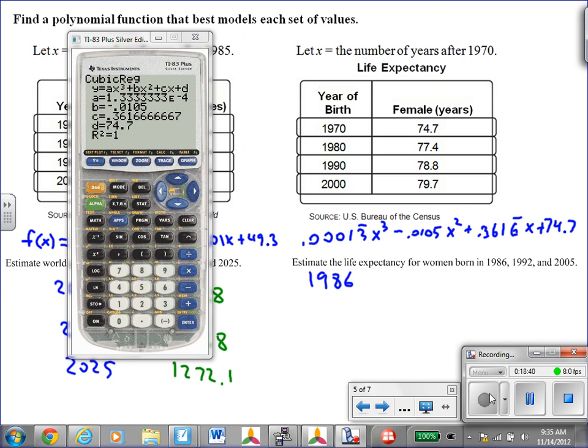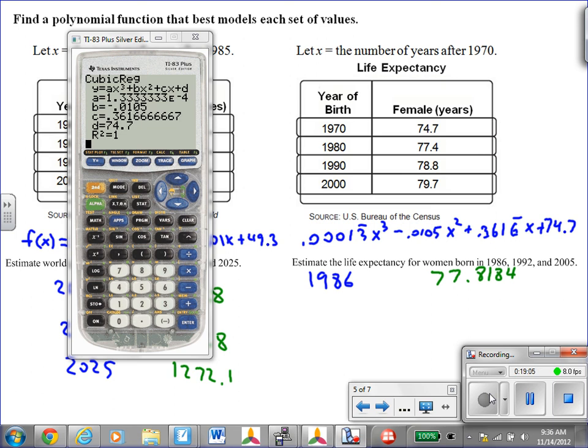So 1986 is going to be what, 16? 16 is what we have to plug in for x. Did you already do it? All right, so you've already typed it in, what'd you get? 77.8184. See, I got 78.3. I got 83. Because I rounded.